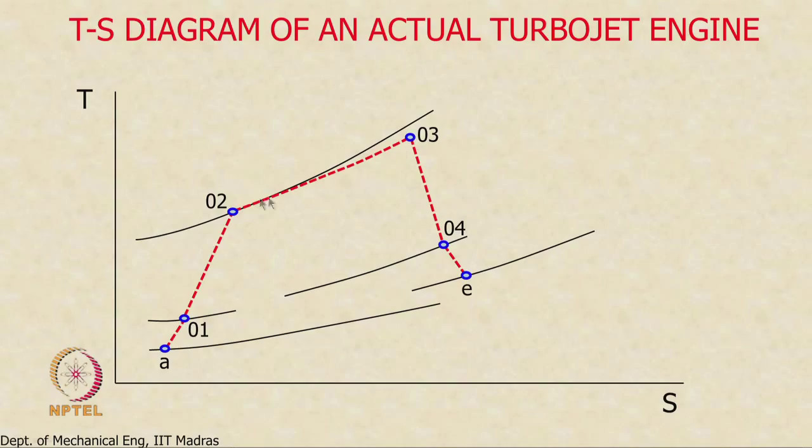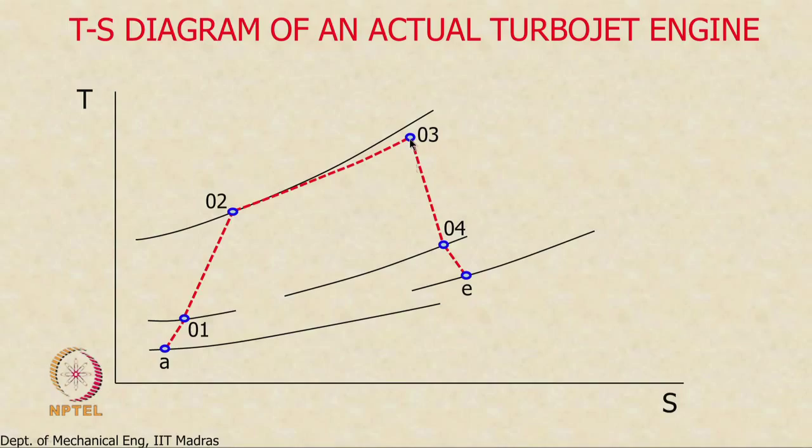And then in going from 02 to 03, we can see that the heat addition process also results in loss of stagnation pressure, and also there is a loss of static pressure, as you can see from here. This is due to the mixing, which is an irreversible process, and other chemical reactions and other things. So, there are definitely going to be losses associated with this.